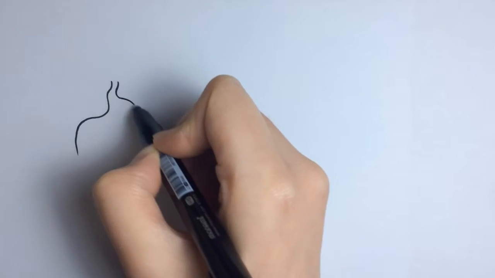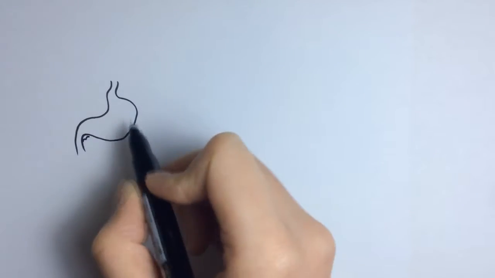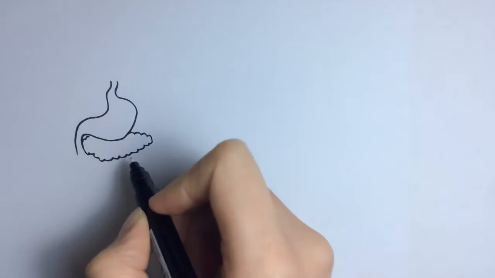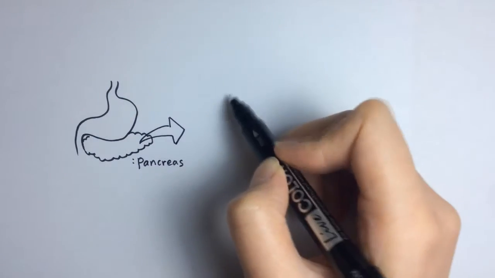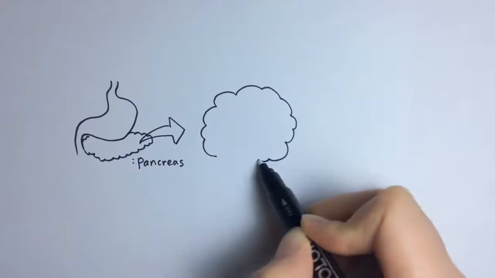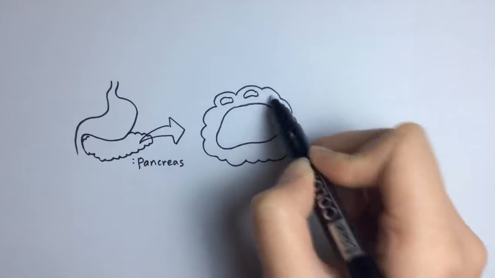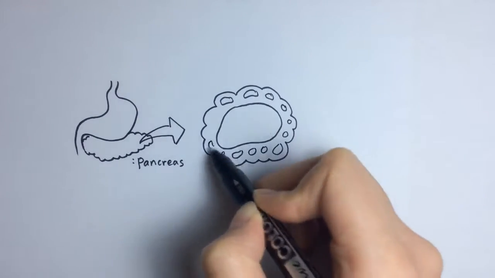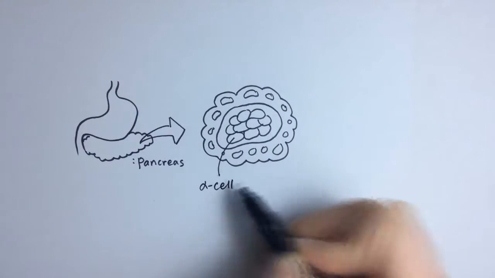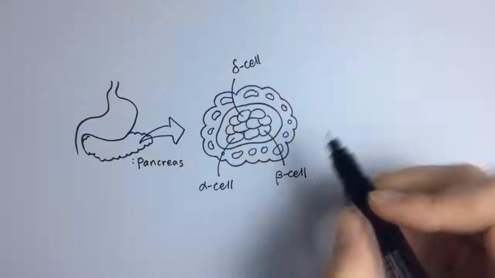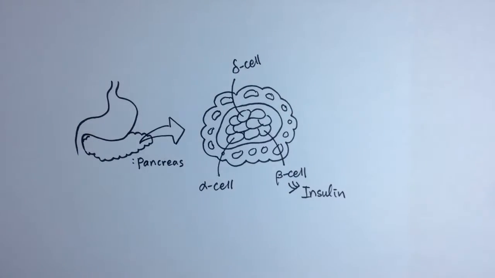Diabetes mellitus is closely related to insulin. Insulin is a hormone that is excreted by the pancreas, which stays behind the stomach and is connected to the duodenum. The pancreas consists of islets of Langerhans, and this consists of alpha, beta, and gamma cells. Among them, the beta cell produces insulin.